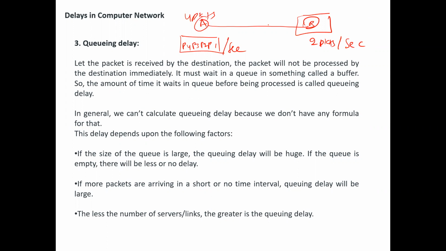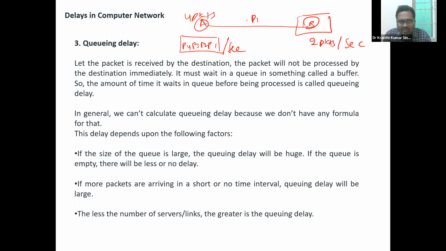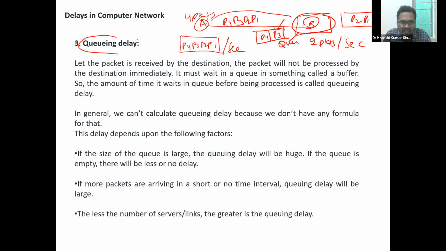No, sir. So when packet 1, packet 2, packet 3, and packet 4 are transmitted at a time, B immediately accesses P1, P2, but I don't want to lose P3, P4. That's why I create a queue here. In this queue, I can place P3 and P4, right? So how much time it will take to process packet P3 is called the queuing delay of P3. How much time it will take for B to process P4, that is called the queuing delay of P4.